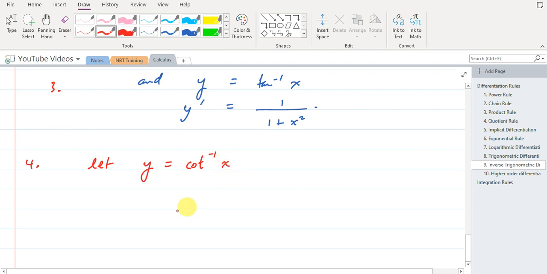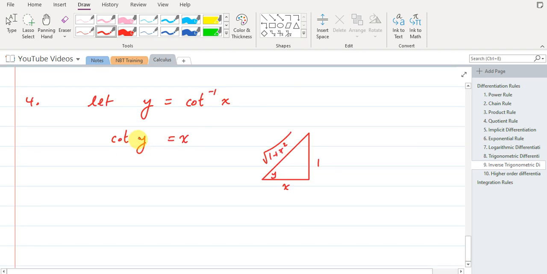Cot inverse x, let's say cot y is equal to x. So we'll draw a triangle again. If we draw a triangle, we know the angle is y. Cot is adjacent over opposite, which is x and 1, and this is the square root of 1 plus x squared. Perfect.